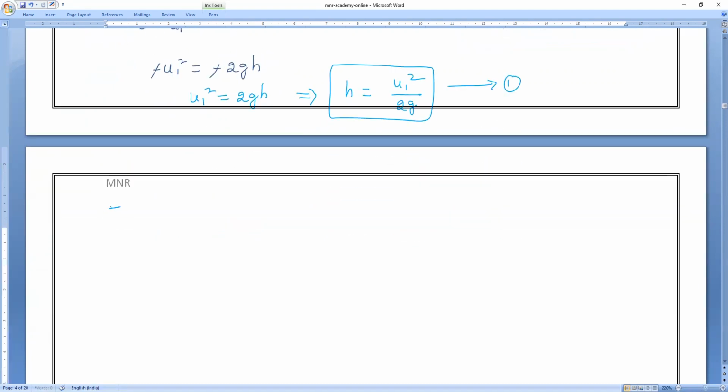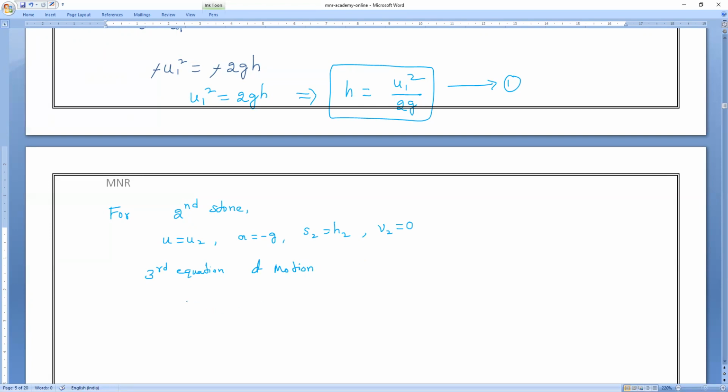Now for the second stone, tell me, initial velocity is u2, acceleration a is equal to minus g, s2 is equal to h2, and final velocity v2 is equal to what? Everybody? 0. Again, which equation of motion? Third equation of motion.